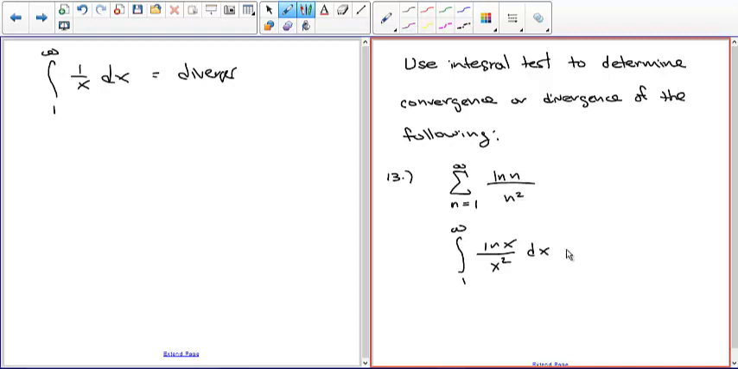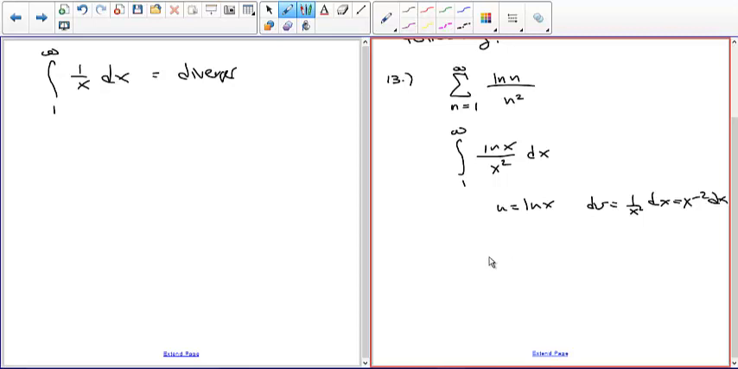So it involves integration by parts. What we do is let u equal the natural log of x and dv equal 1 over x squared dx, or x to the minus 2 dx. So we take the derivative of that, so we get du is equal to 1 over x dx. v is equal to x to the minus 1 divided by negative 1, which is equal to negative 1 over x.